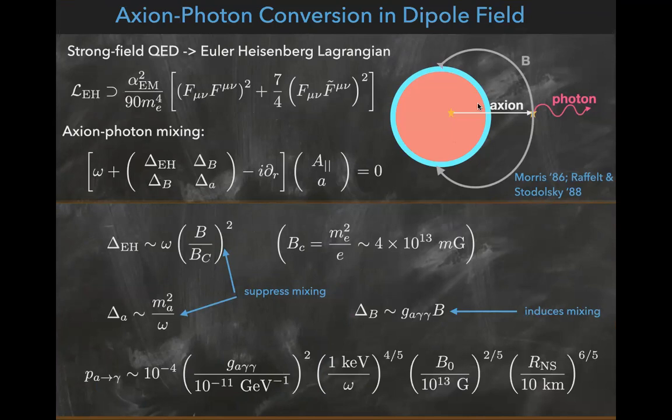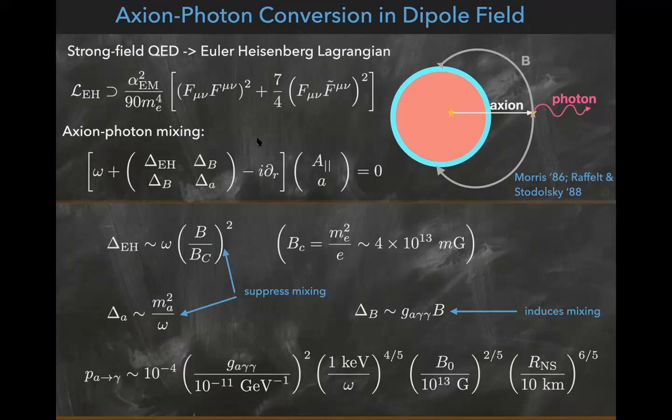So the axion photon conversion process is made complicated by strong field QED, in particular the Euler-Heisenberg Lagrangian, which comes from integrating out the electron. So this is a nonlinear correction to Maxwell's equations. And this nonlinear correction to Maxwell's equations changes the dispersion relation for the photon depending on the polarization direction. So in the presence of the Euler-Heisenberg Lagrangian, you can derive the mixing equations for the axion and the photon. A here is again the axion, little a. Big A parallel is the component of the vector potential polarized parallel to the magnetic field direction.